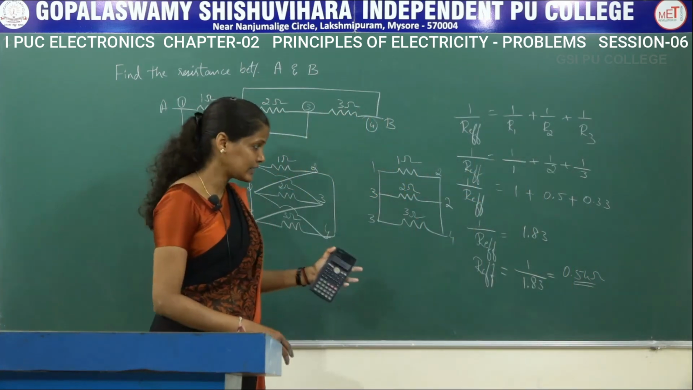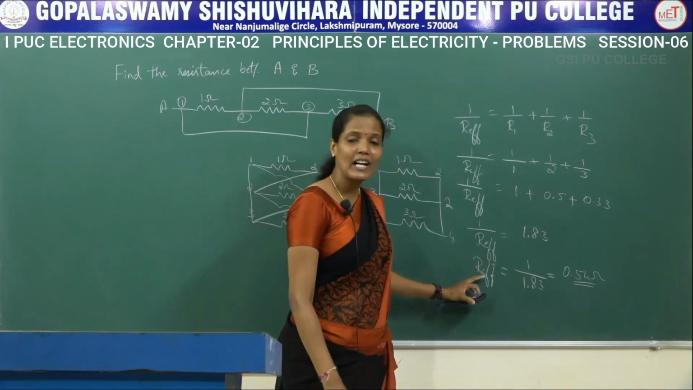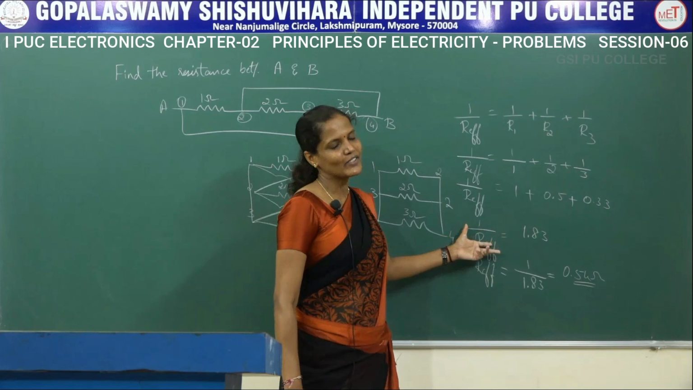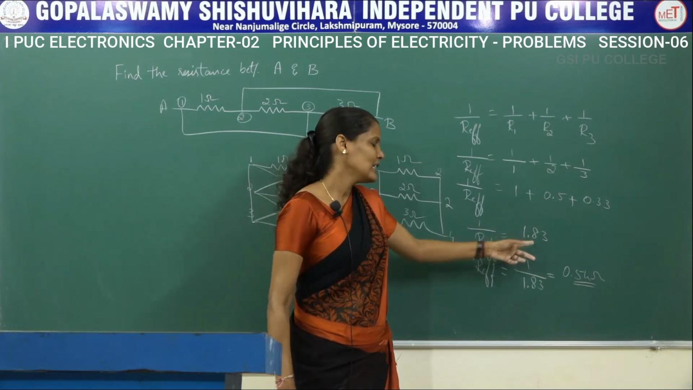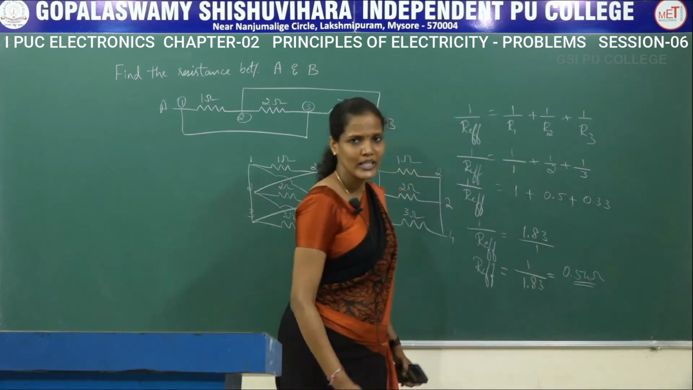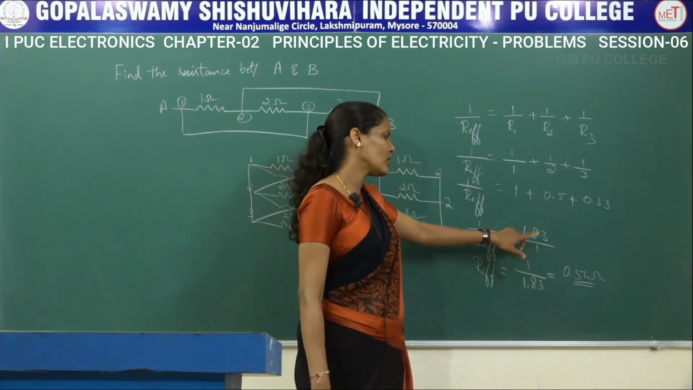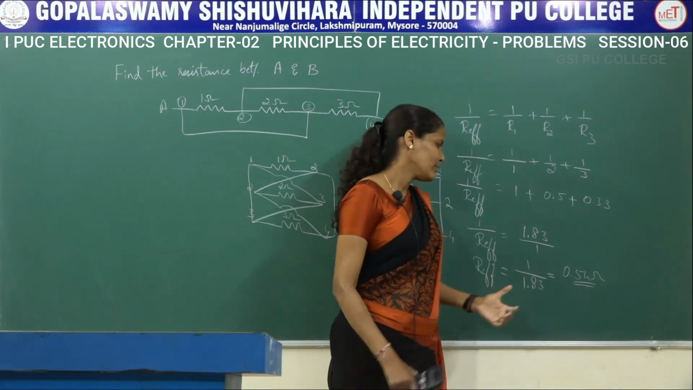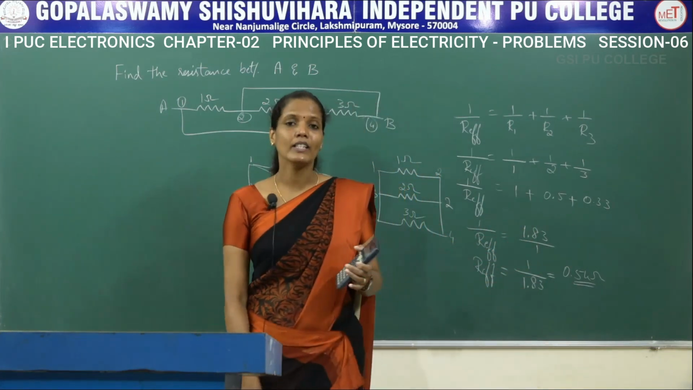1 by R effective value is 1.83. But when R effective is needed, you have to take the reciprocal of this. You cannot take the reciprocal of only the left hand side, because where there is no denominator, its value is just equal to 1. So you have to take the reciprocal on the right hand side also. So 1 by 1.83 gives me 0.54.